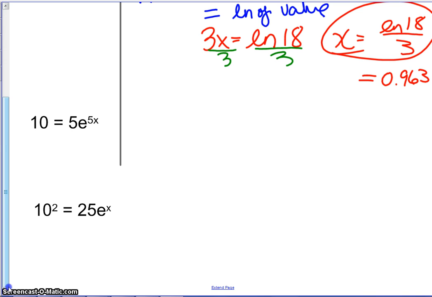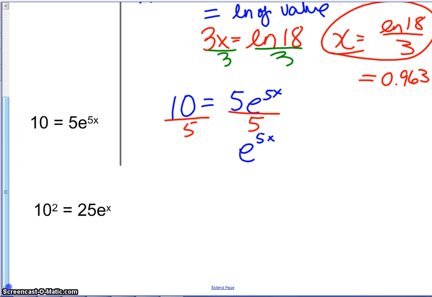Let's look here at 10 equals 5 times e to the 5x. So the 10 equals 5e to the 5x. First thing I would want to do is get rid of the 5. So I'm going to divide both sides by the 5. I want to know what just the e is. So now I have e to the 5x equals 2.